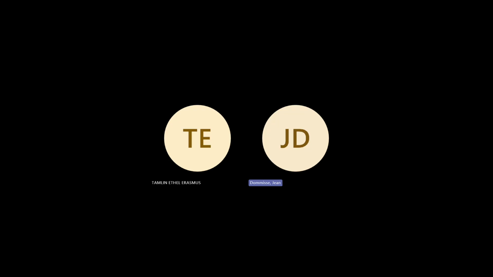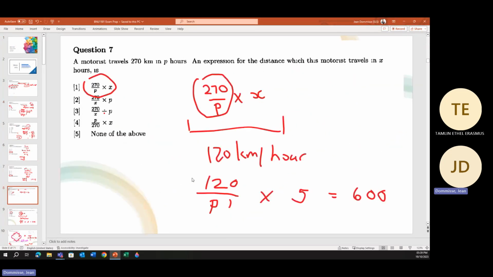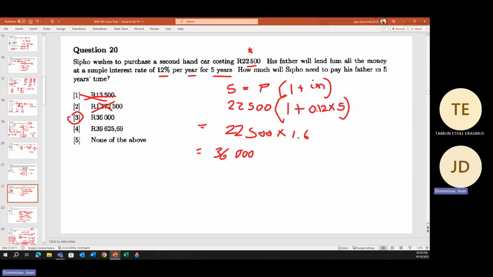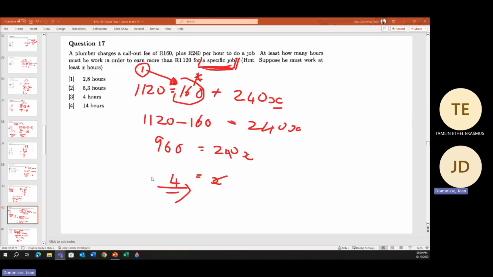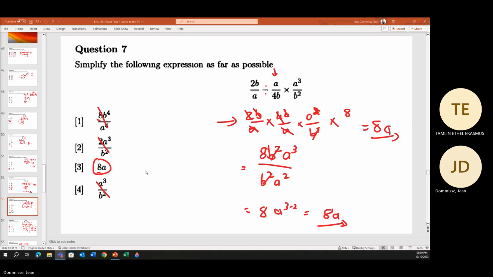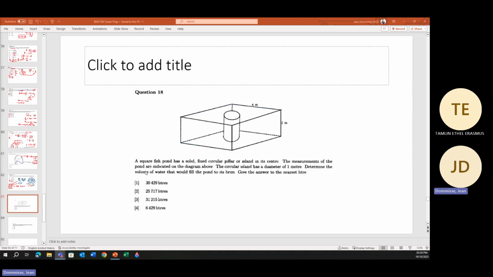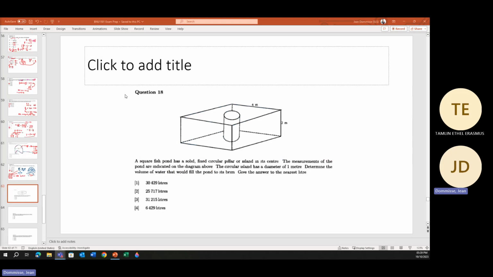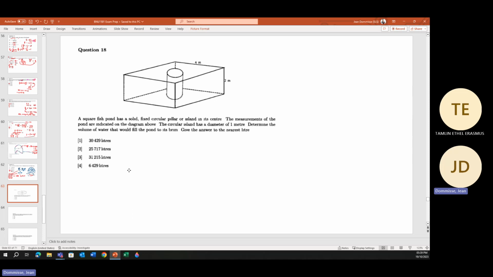Let's finish the last few questions of the prep. So let me just get to where we were, where we stopped last night. We stopped at the area question. So the next one that we are going to look at is volume.